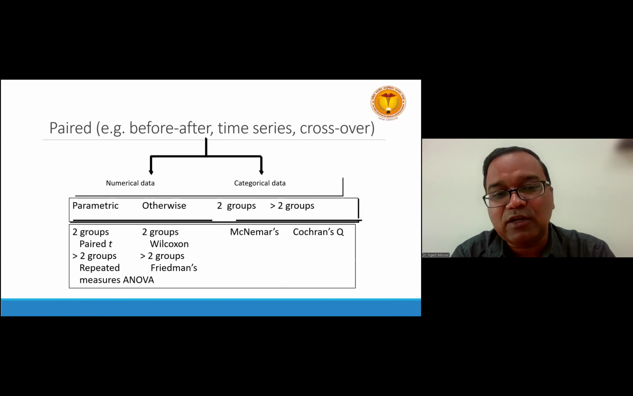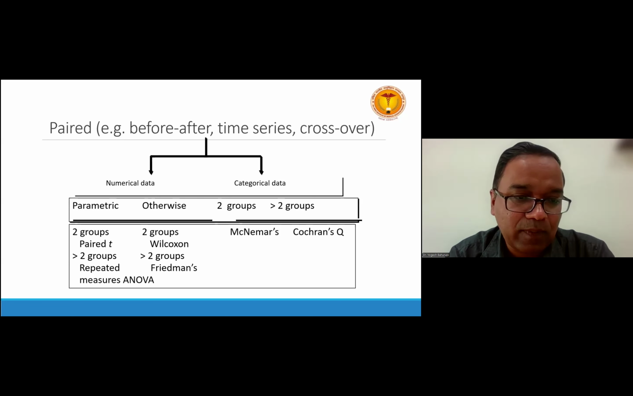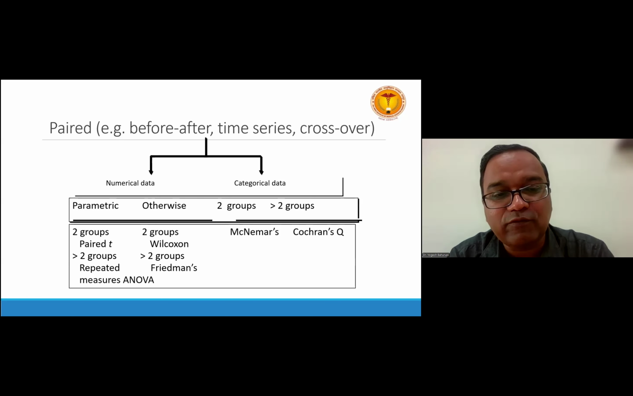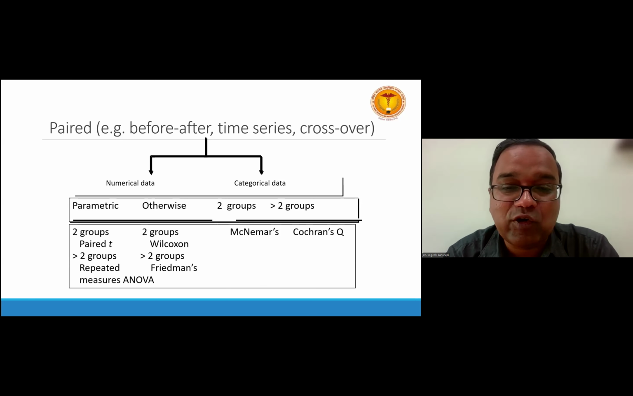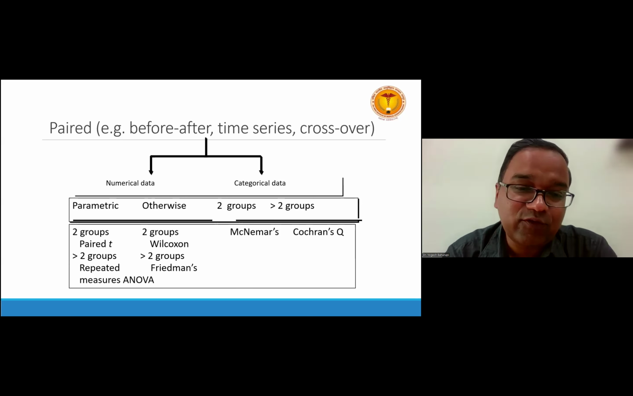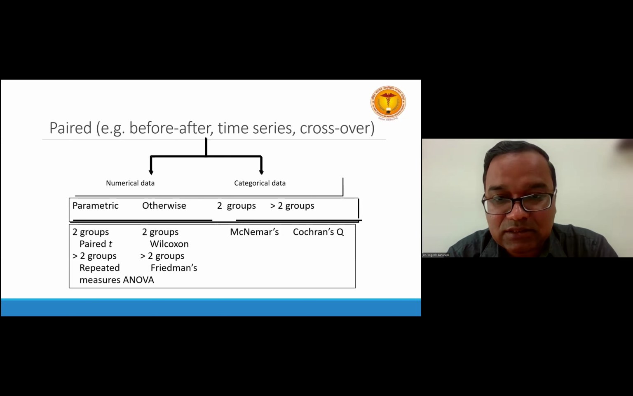If it's parametric for 2 groups, then we would apply paired t-test. And if it is parametric for more than 2 groups, we'll use repeated measures ANOVA. Similarly, for non-parametric for 2 groups, we'll use Wilcoxon test. And for more than 2 groups, it would be Friedman's test.